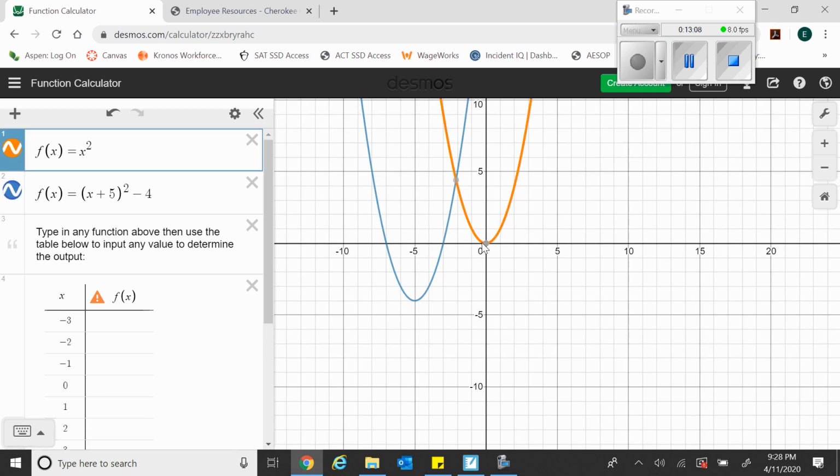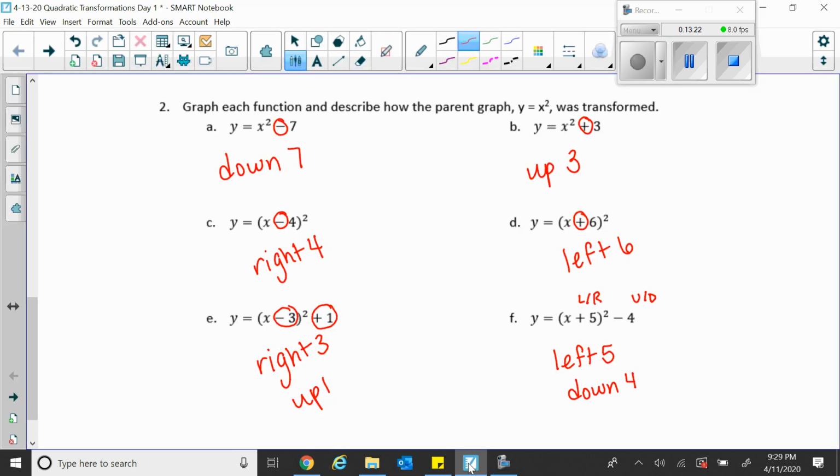All right, so the original graph was at 0, 0, and now it got moved left 1, 2, 3, 4, 5, and down 1, 2, 3, 4. So, yep, it did, guys. It went left and down, and that's exactly what we said, left 5 and down 4.